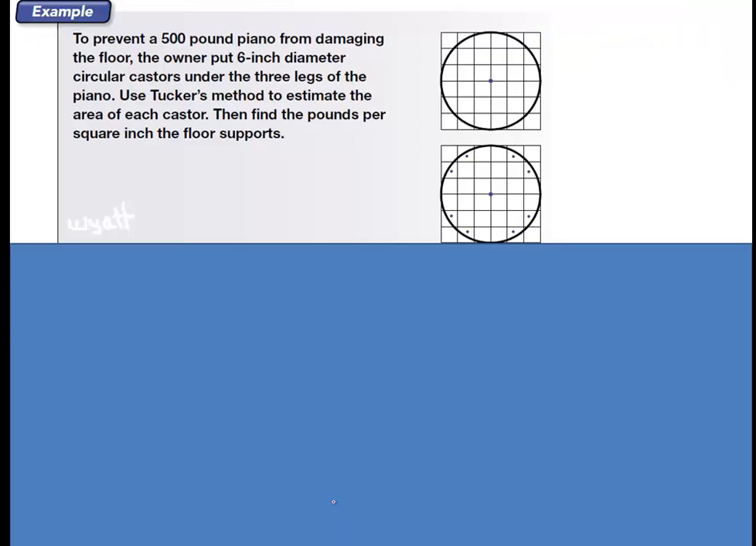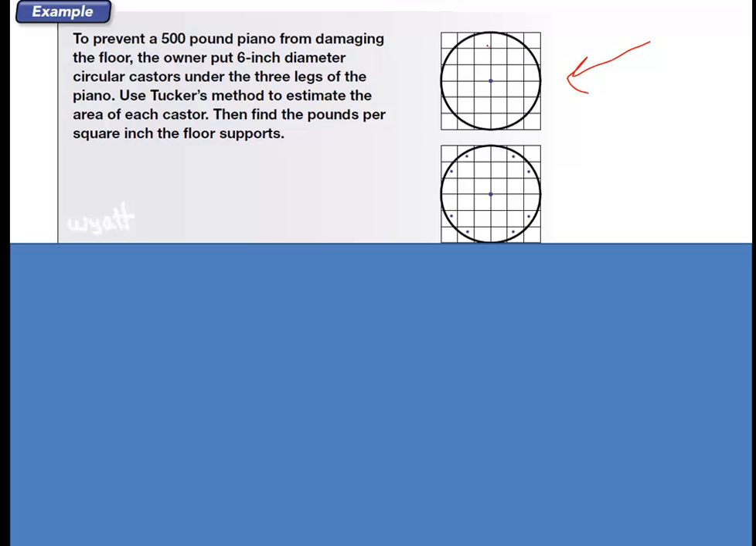All right, so let's take another look at this. Let's look at a problem that they're going to use to try to get you to estimate area, because it can be kind of tricky. So let's look at this one here. To prevent a 500-pound piano from damaging the floor, the owner put 6-inch diameter circular coasters under 3 legs of the piano. Use Tucker's method to estimate the area of each caster. Then find the pounds per square inch the floor supported. So I think you can do this pretty easily. You can probably calculate for each caster how many square inches are being used. Well, let's just start doing it.